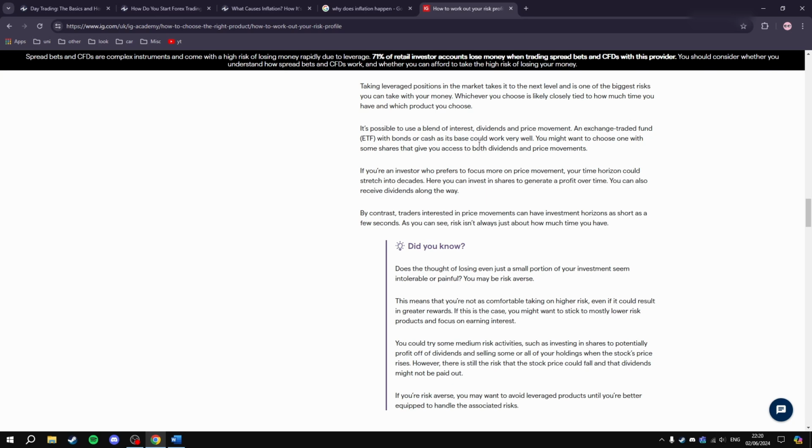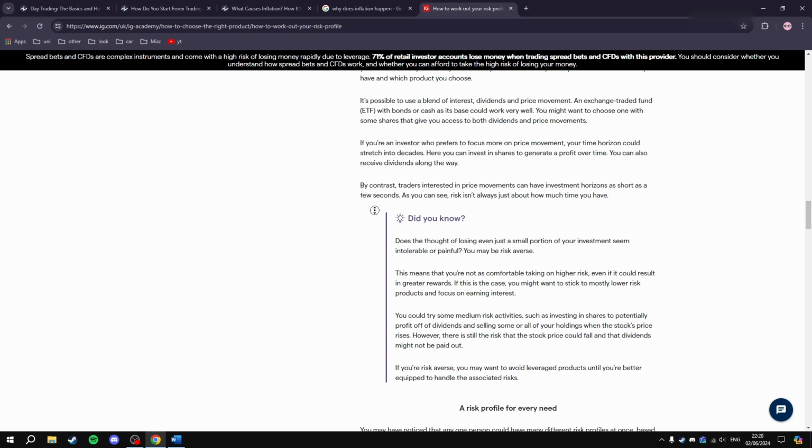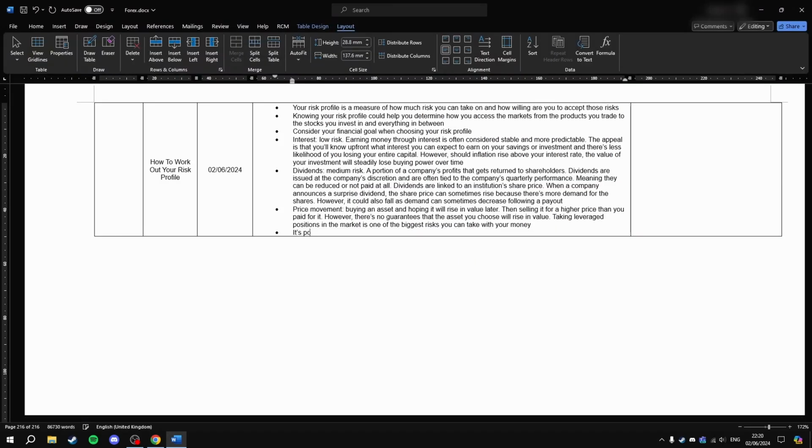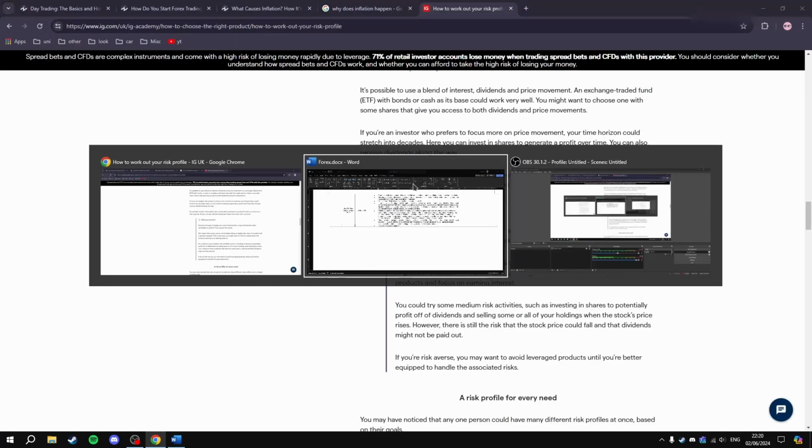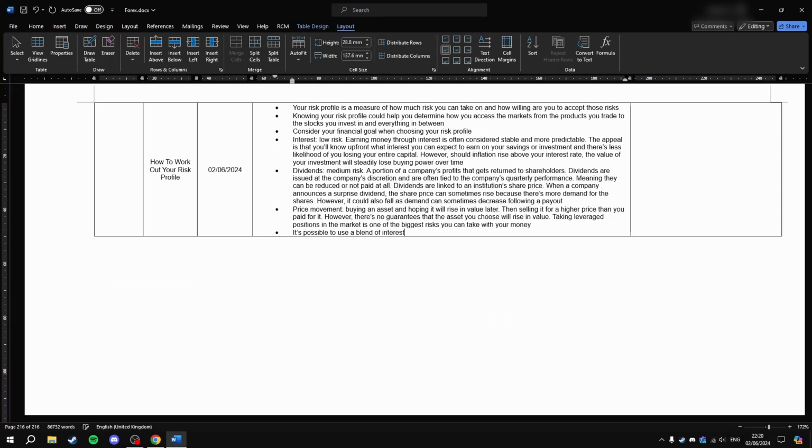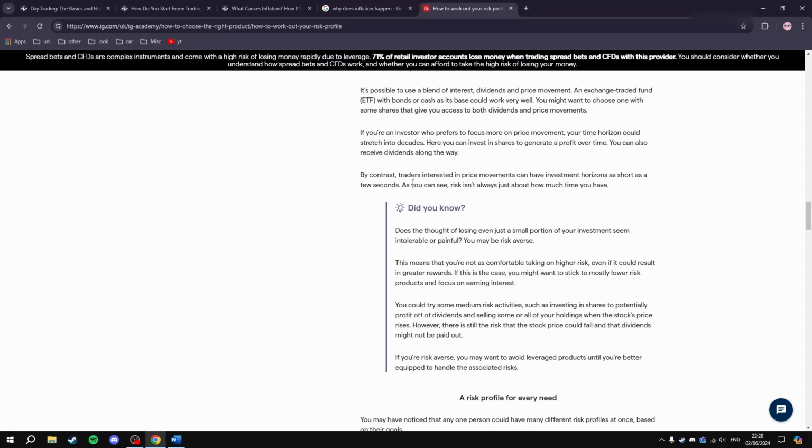It's possible to use a blend of interest, dividends, and price movement. An exchange-traded fund, ETF, with bonds or cash as its base could work very well. You might want to choose one with some shares that give you access to both dividends and price movements.